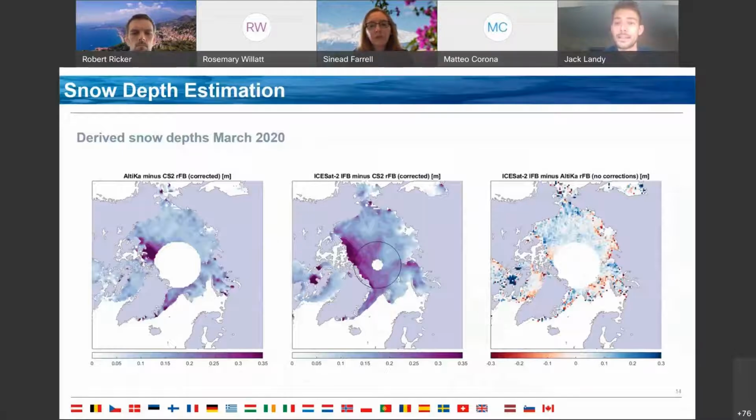For March 2020, we see an increase in the snow depths derived by both techniques, but the difference map on the right, you can start to see this systematic underestimation of the freeboard by Antarctica in comparison to IceSat 2. You don't see this so much in the multi-year ice, and we see also Antarctica overestimating IceSat 2 in some of these thin ice marginal zones.